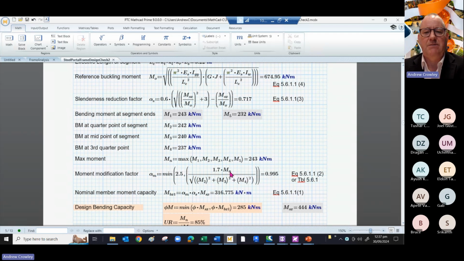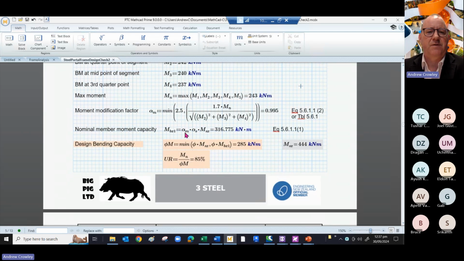So the Mn is the maximum moment. It's not the end moment. It's the maximum moment in that section. And that gives you an alpha M modification factor of 0.995, and that gives your design bending capacity of 285. Now we're comparing it with the maximum moment applied. So the maximum moment in this section is less than the previous section. Therefore our maximum moment is smaller than our capacity, which is okay.